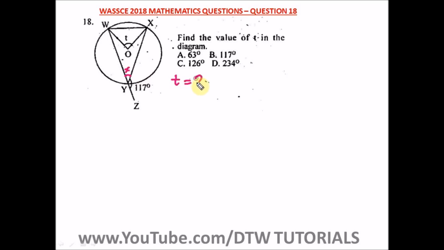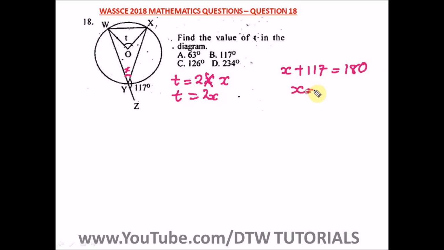So t is equal to what? 2 times x, which is 2x. So t is twice this angle. And to get this angle is quite easy, since we already know from here to here it is 117. And this is a straight line here, and the angles on a straight line are equal to what? 180. So we have here x plus 117 is equal to what?